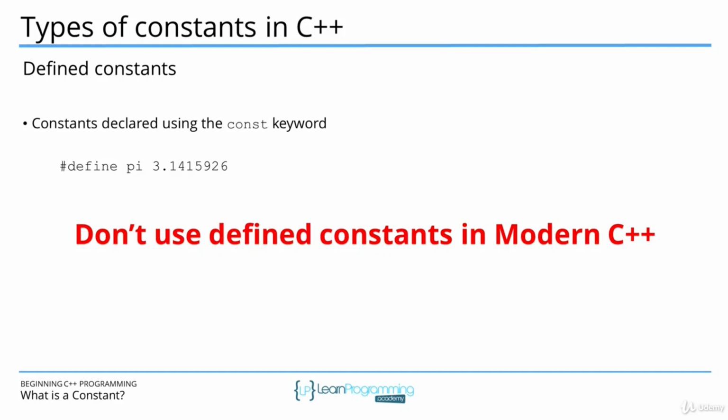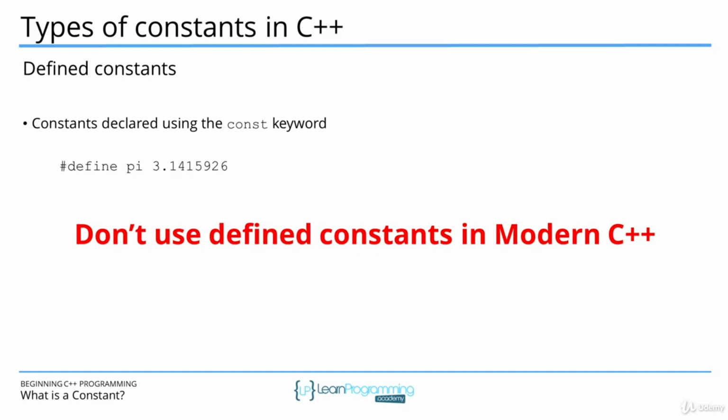3.1415926. Think of this as a blind find replace, as you might do in a word processor. The preprocessor will gladly substitute one for the other. Since the preprocessor doesn't know C++, it can't type check, and this could lead to difficult to find errors. So please don't use defined constants in modern C++ code.